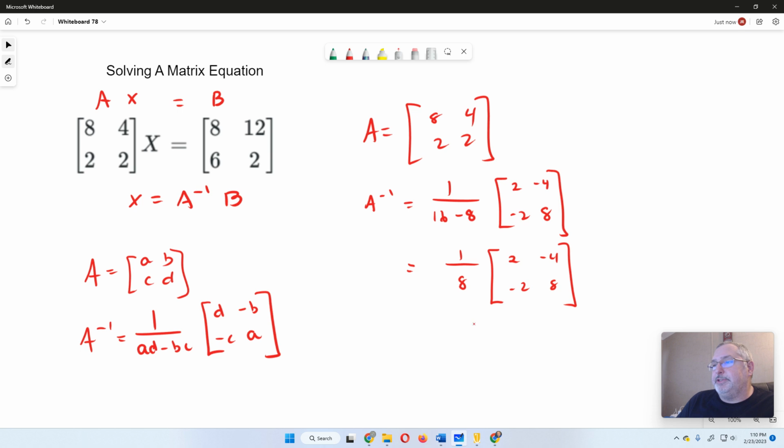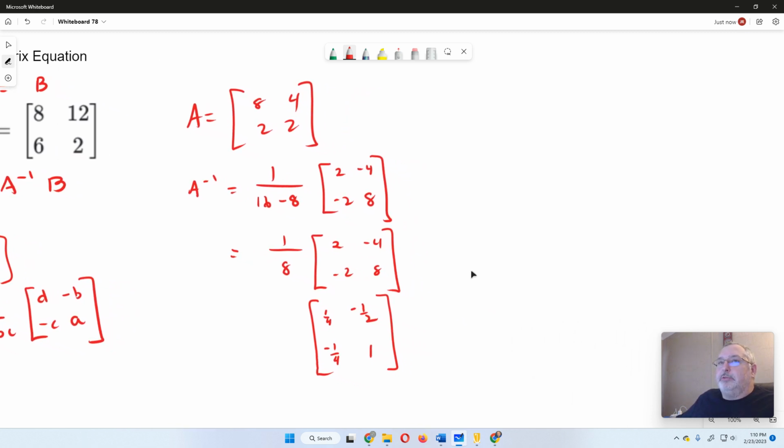1/8 times 2 is 2 over 8, which is 1/4. 1/8 times negative 4 is negative 4/8, which is negative 1/2. I'm going to make the bracket a little bit bigger because I didn't make it big enough for the fractions. And yeah, you'll get fractions a lot when you find inverses, so don't think you're doing it wrong if you end up with some fractions. And then 1/8 times negative 2, that's negative 1/4. And then 1/8 times 8 is 1. So that's our inverse matrix.